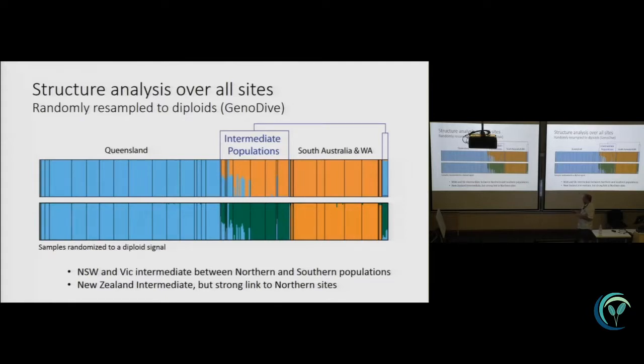If I group my populations, forcing them into 3 clusters, you can see that the intermediate populations group kind of in the green zone, and New Zealand sits in that group too. So if you look here, New Zealand kind of groups with Queensland, but New Zealand also has this weird triploid-like, tetraploid-like signal.